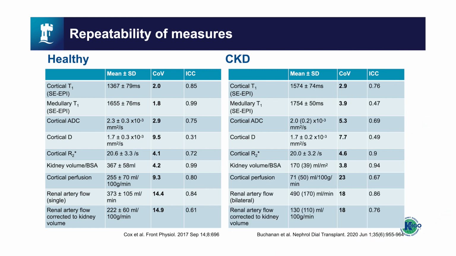Importantly, the repeatability of these measures in both healthy volunteers and in CKD has now been reported. These are just data from two studies from our group, but you can see straight away that the measures, particularly pertaining to kidney volume, microstructure, and also the T2 star or R2 star values, have very low coefficients of variance. So this gives confidence that MR will be able to track and detect quite small changes in individuals over time. And these data are also important for clinical studies and sample size calculations.